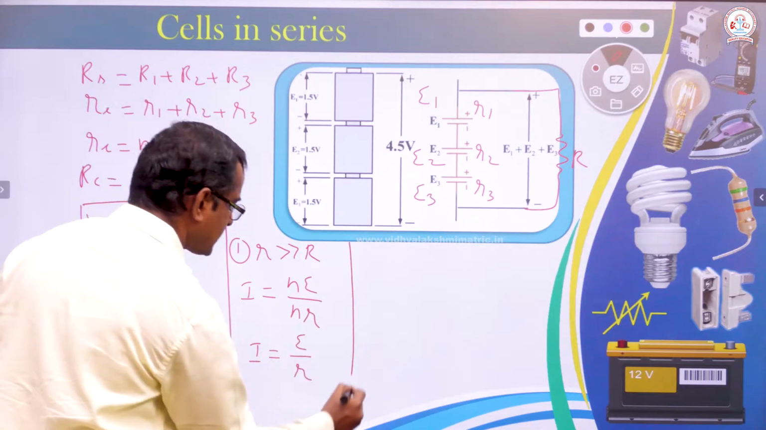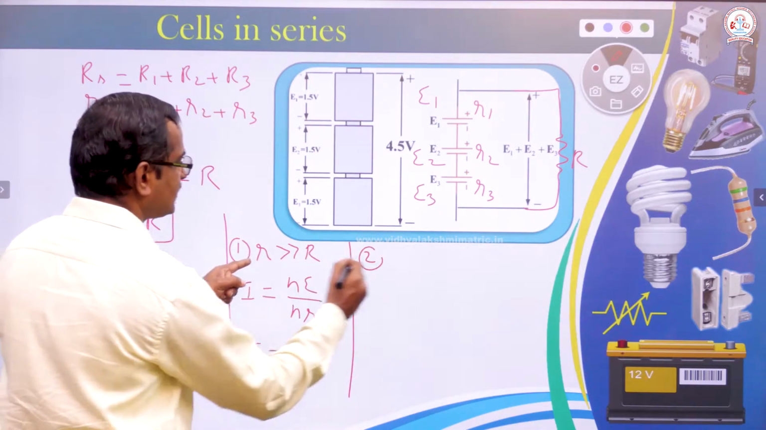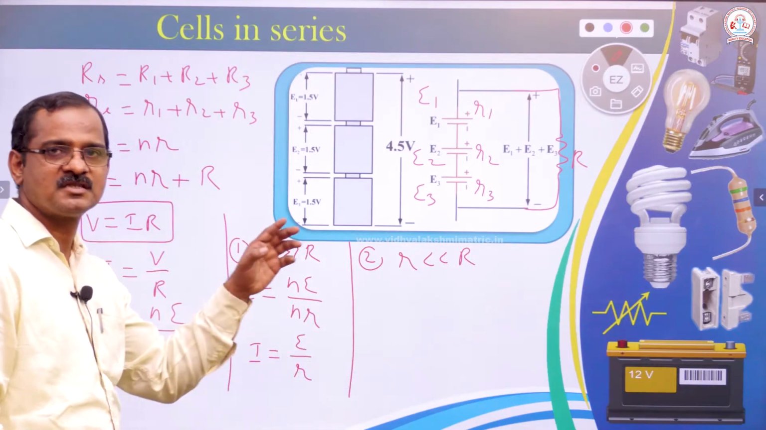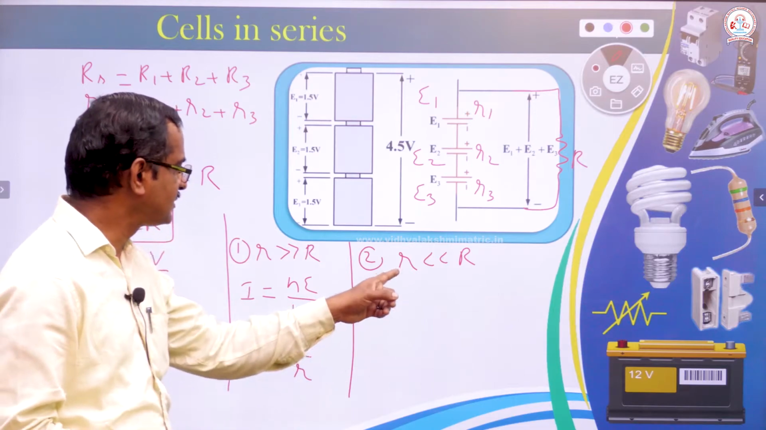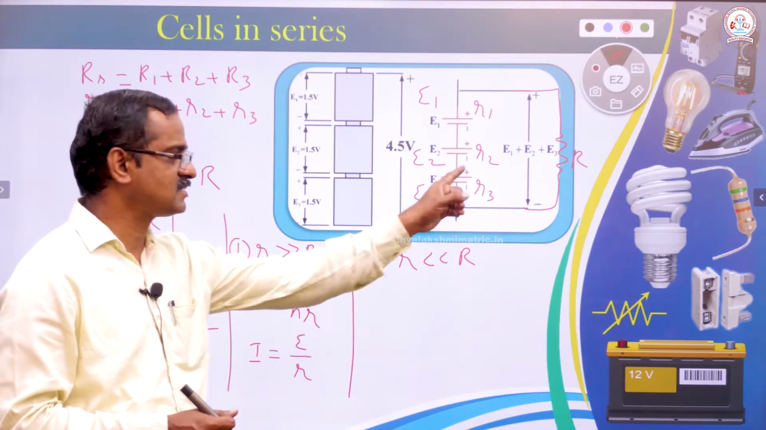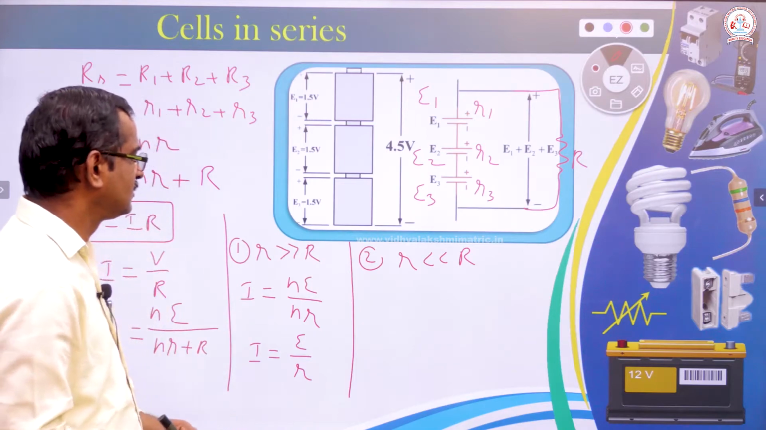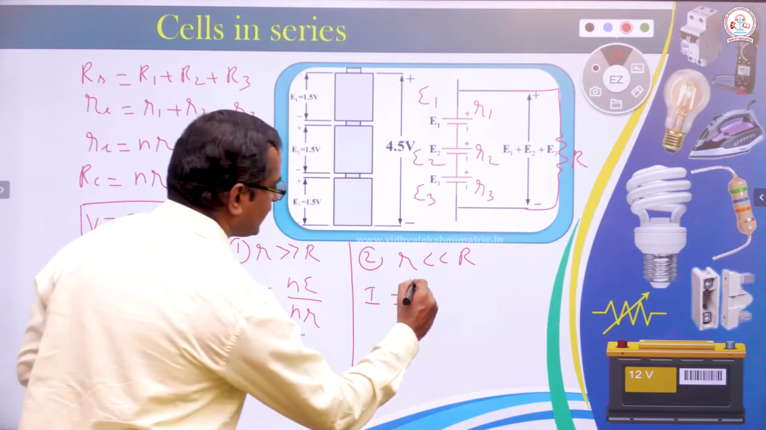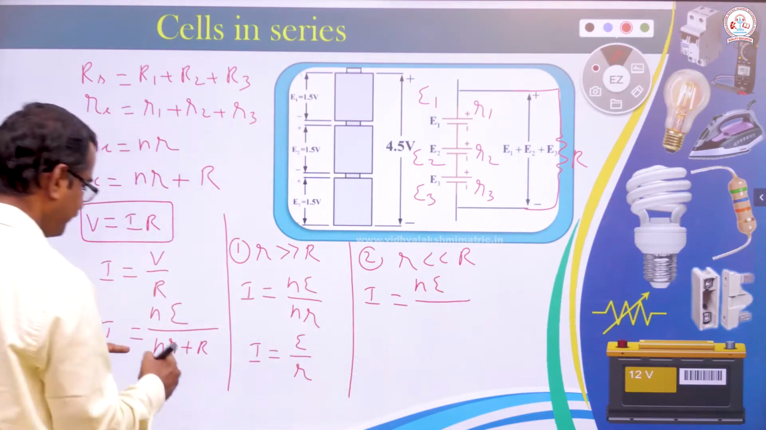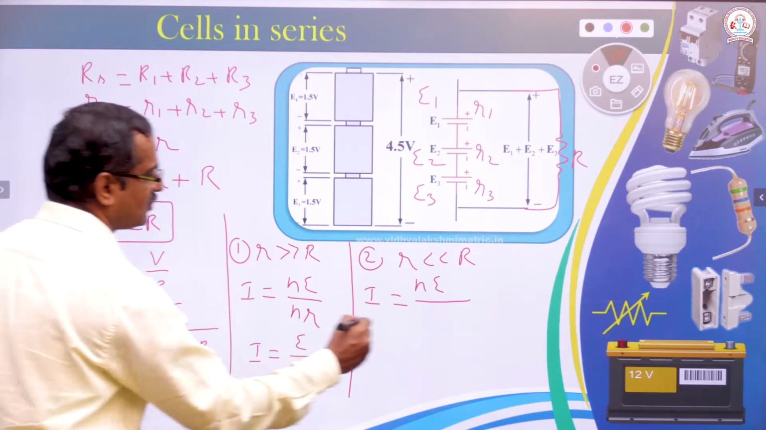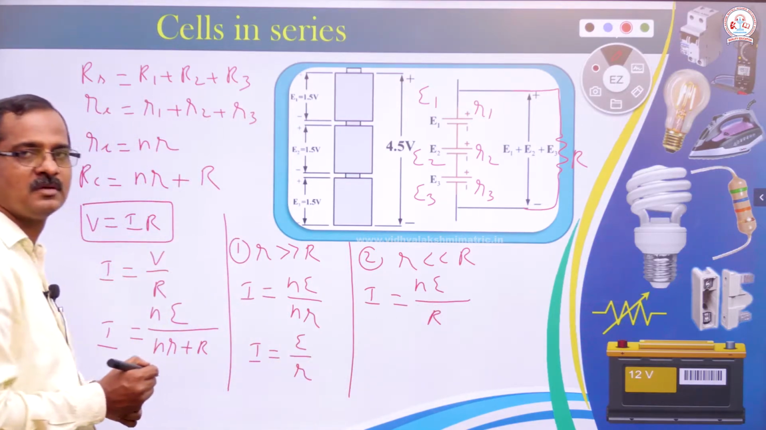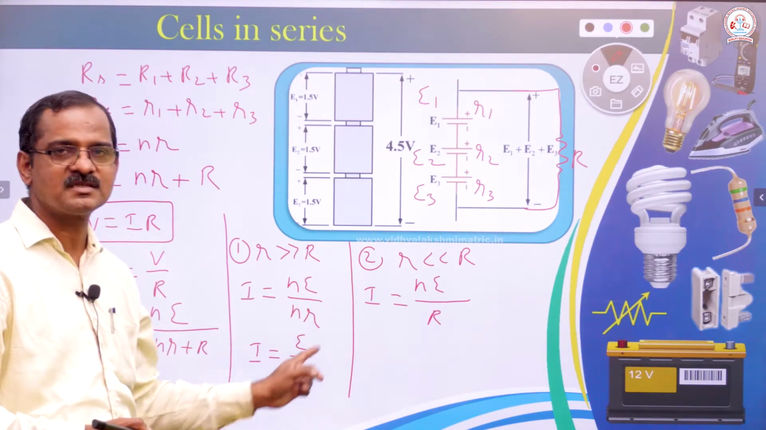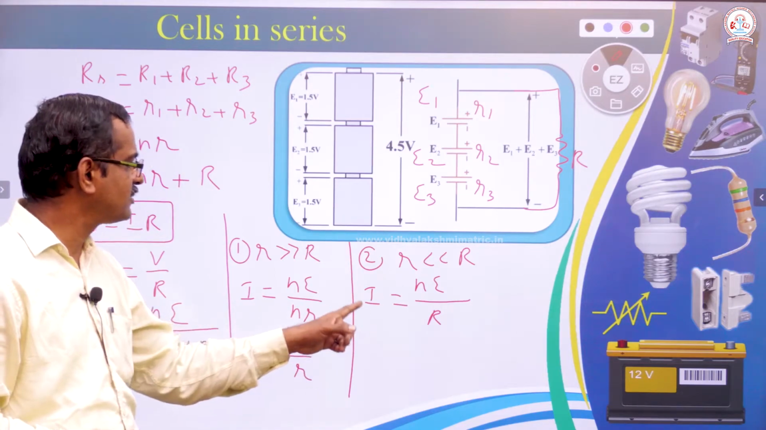Second case: if the internal resistance of the cells is very less when compared with the resistance of the external circuit, that is capital R, then this equation becomes current I is equal to n into epsilon by n into R. We omit n into R, we get R. So it is very clear, if you just compare these two equations, that we get more current here.